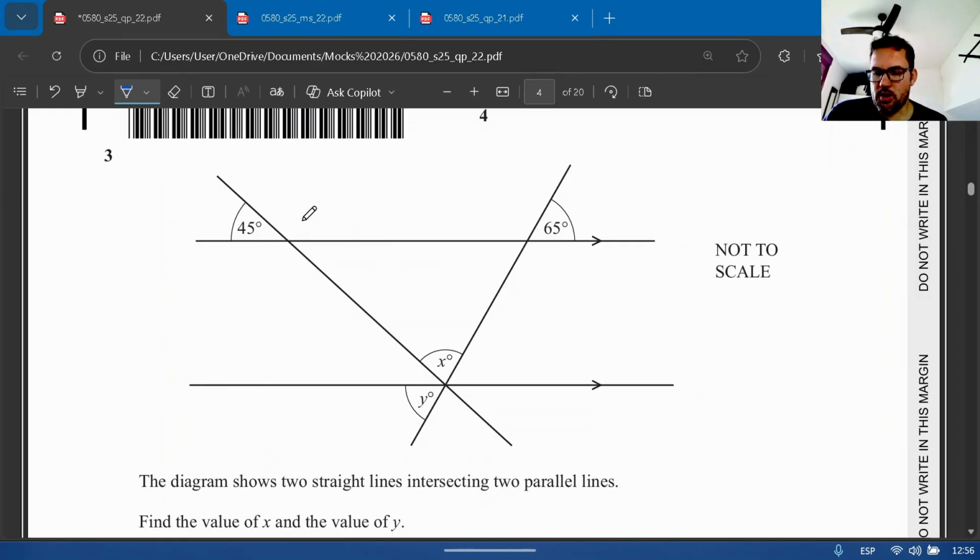Moving on to question 3, we got some angles. 2 straight lines, 2 parallel lines. Every piece of information is important. The lines are straight and they are parallel. The moment you see parallel lines, you're going to look.